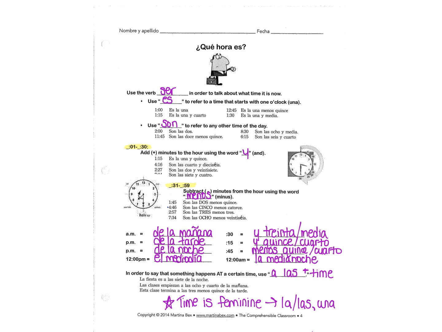So that's when you would say son las dos, it's 2 o'clock, or es la 1:30, it's 1:30. We use es to refer to a time that starts with 1 o'clock. So they give you some examples: 1 o'clock, 1:15, 12:45, because you're subtracting from 1, and 1:30. We use son for any other time of the day because we see it as plural. So son las 12 menos 15, son las 8:30, son las 6:15, so on and so forth.